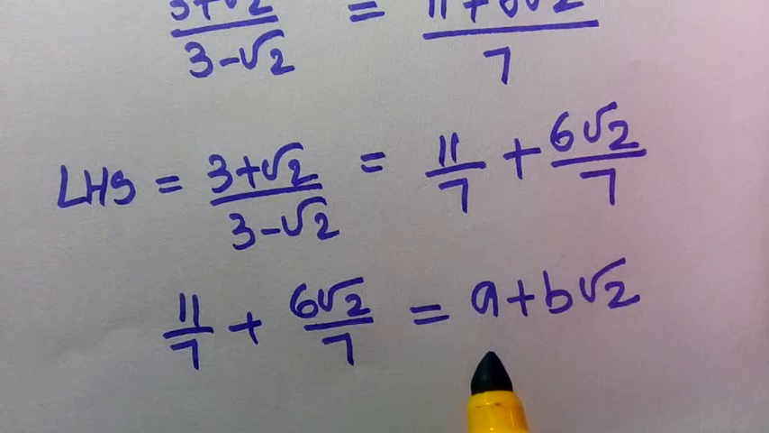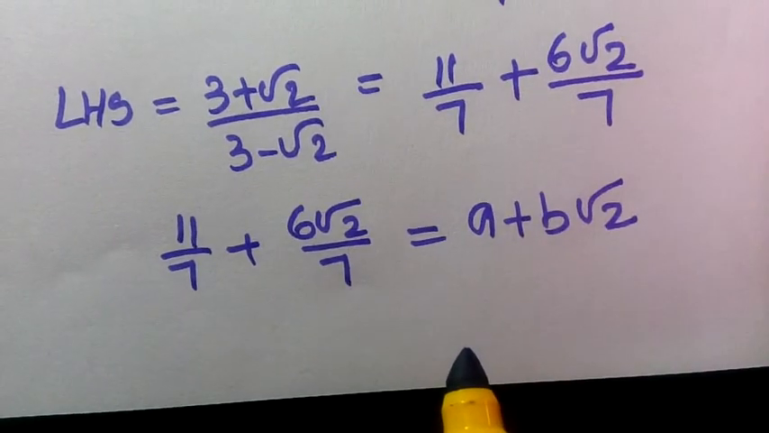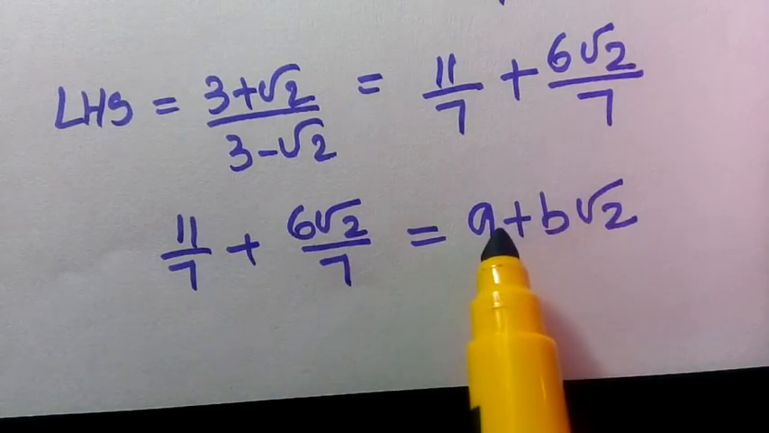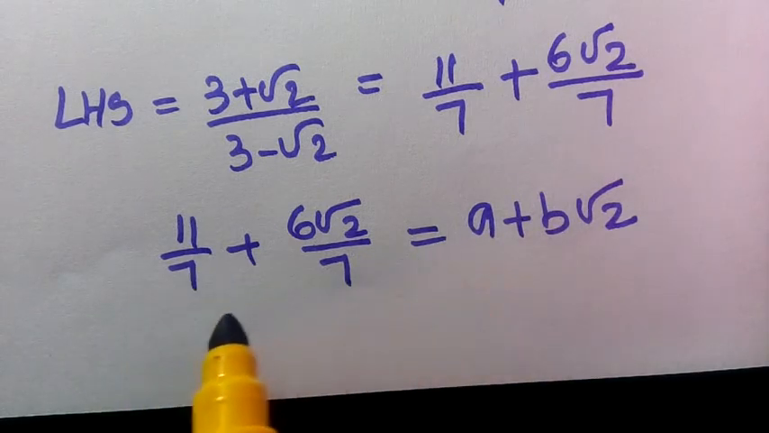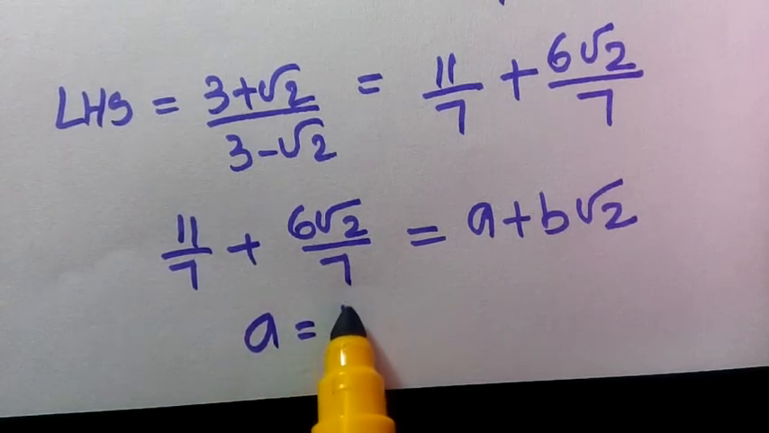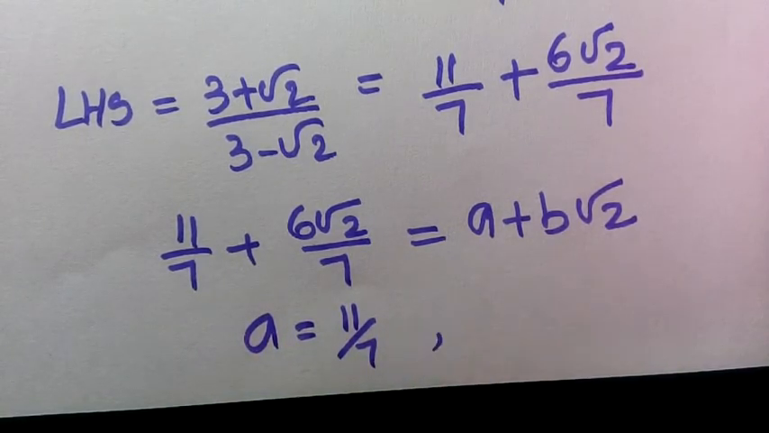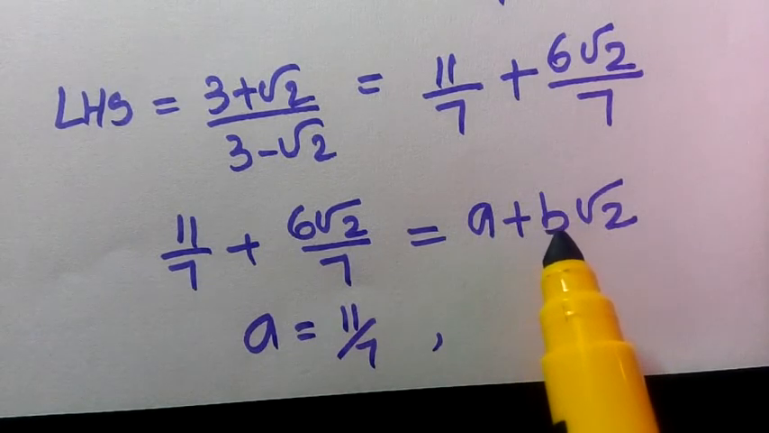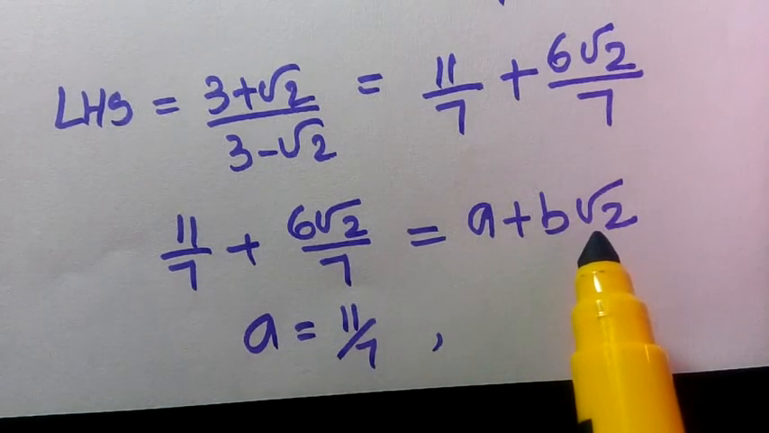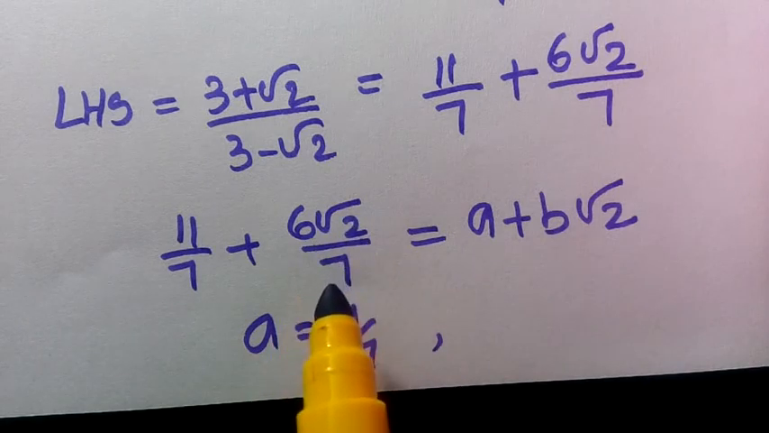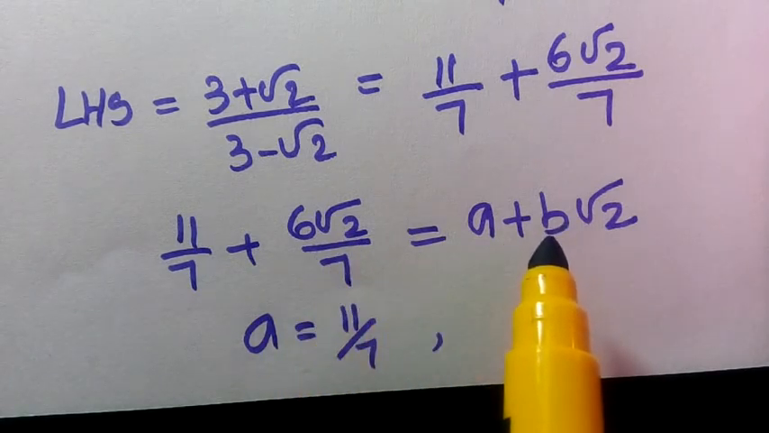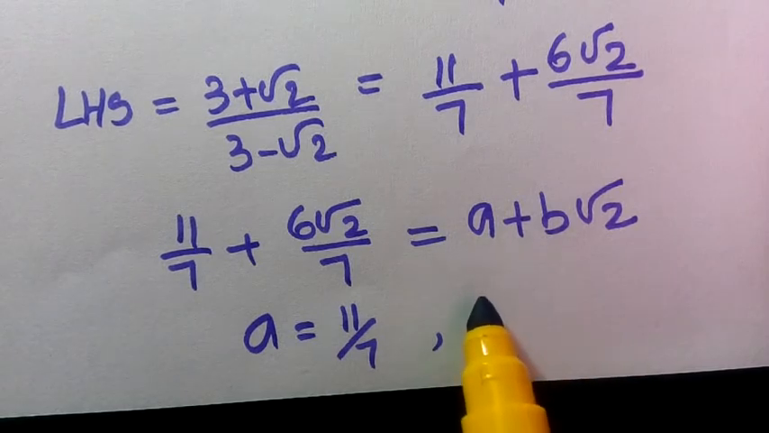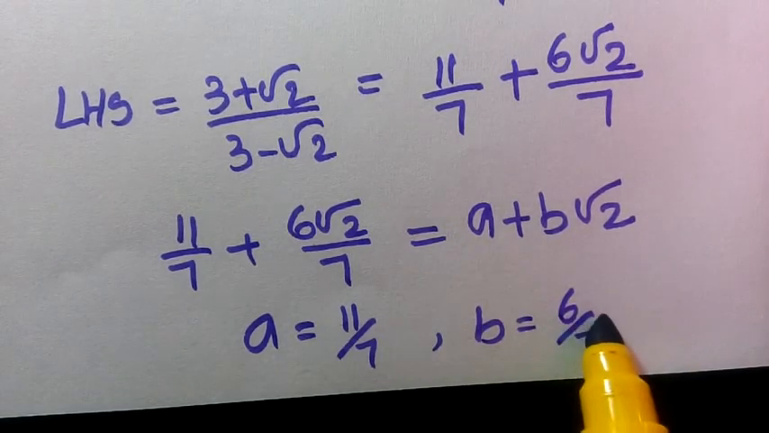So in our LHS, in the place of a, we have 11 by 7. So a is equal to 11 by 7. In the place of b root 2, in the LHS we have 6 root 2 by 7. 6 root 2 by 7 is 6 by 7 root 2. So what is b? b is equal to 6 by 7.